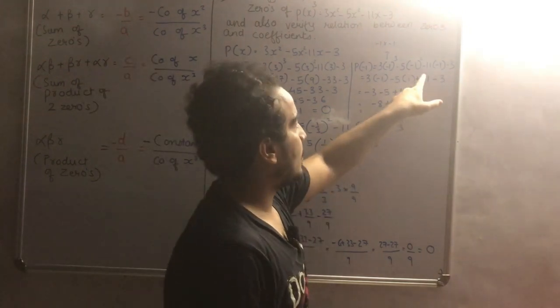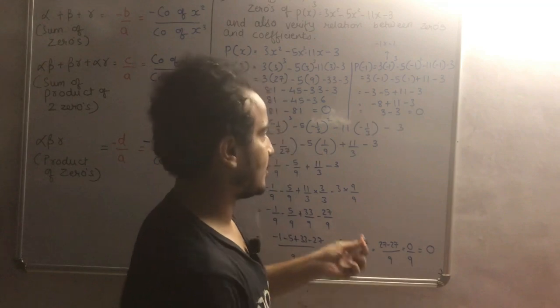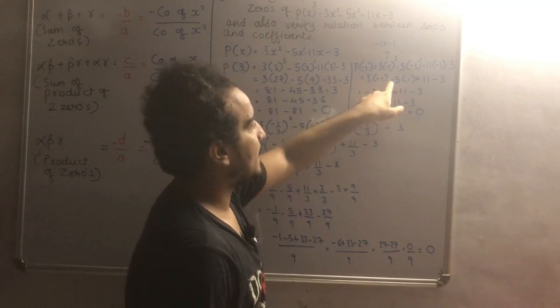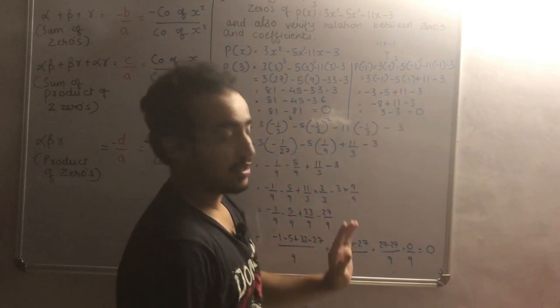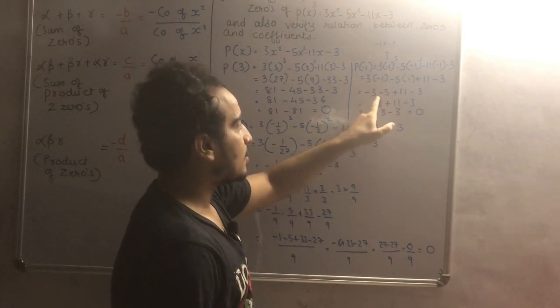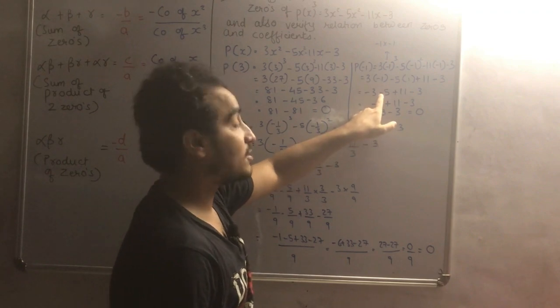Now here minus minus plus, 11 ones are 11, minus 3 will be as it is. Now plus minus minus, 3 ones are 3, minus 5 into 1 is 5, then 11 and minus 3. So now we will solve it step by step. Minus minus plus, so 5 plus 3 will be 8, but the sign of the greater number is minus.